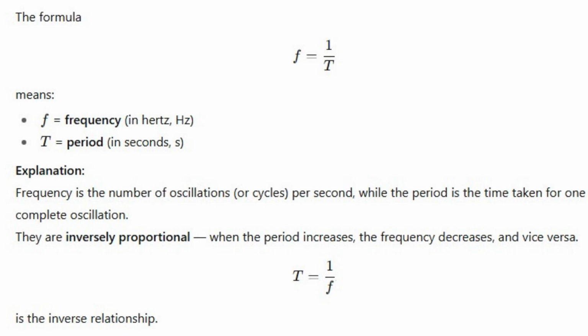Frequency is the number of oscillations per unit time. It is measured in hertz, Hz. Here, f equals frequency, in hertz, Hz, and T equals period, in seconds, s. Explanation: frequency is the number of oscillations, or cycles, per second, while the period is the time taken for one complete oscillation. They are inversely proportional. When the period increases, the frequency decreases, and vice versa. T equals 1 over f.